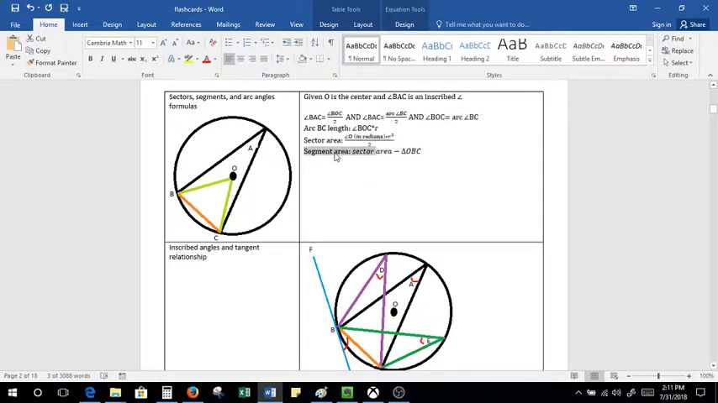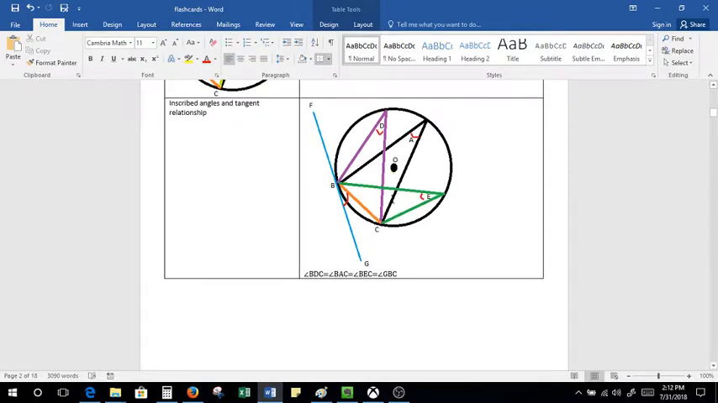Segment area is the sector area, so what we found here, minus the area of triangle OBC. That will give you the remaining sliver.